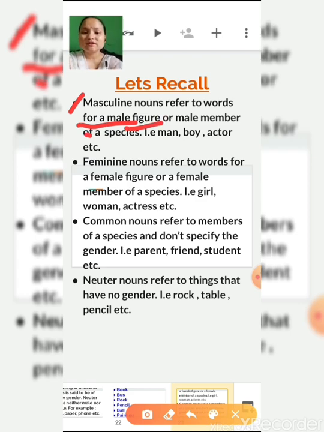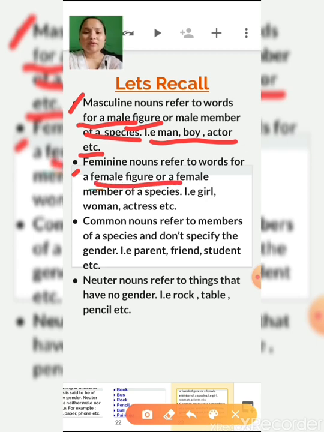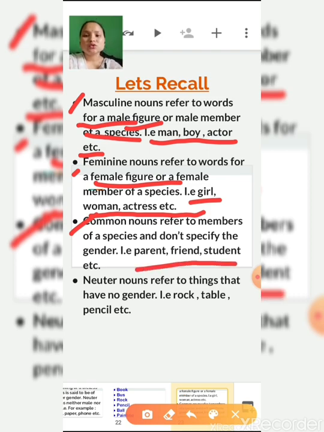Or male member of a species, that is man, boy, actor, etc. Feminine nouns refer to words for a female figure or a female member of a species, that is girl, women, actress, etc. Then common nouns refer to members of a species and don't specify the gender. Common noun doesn't specify the gender because it can be male or it can be female, that is parent, friend, student, etc.